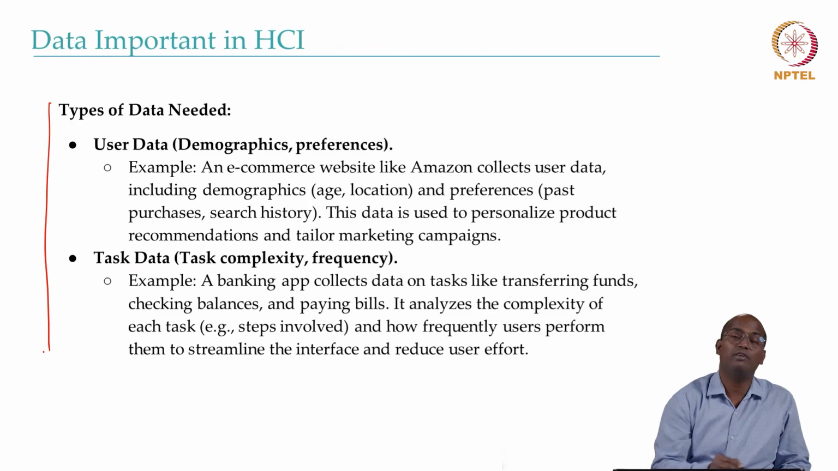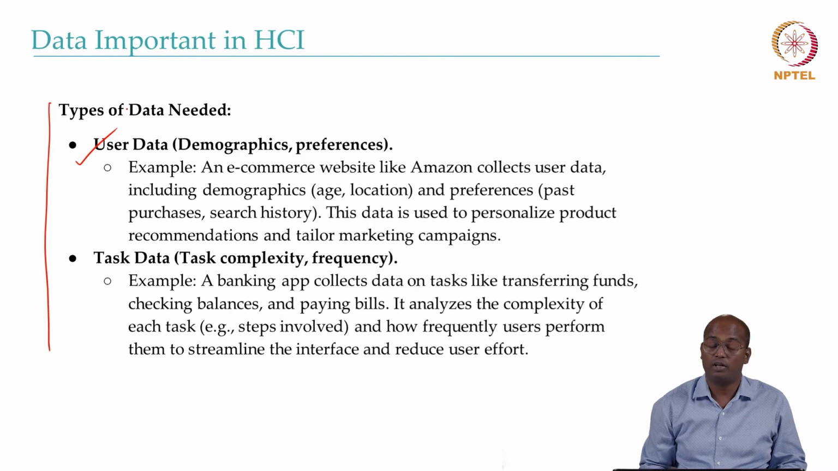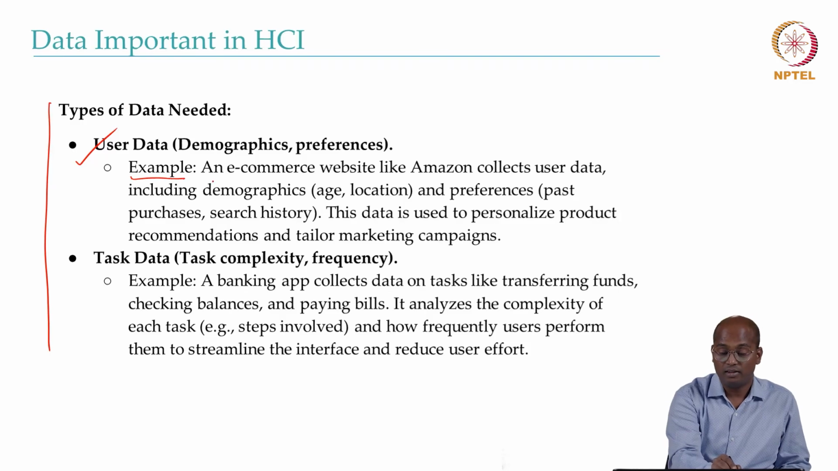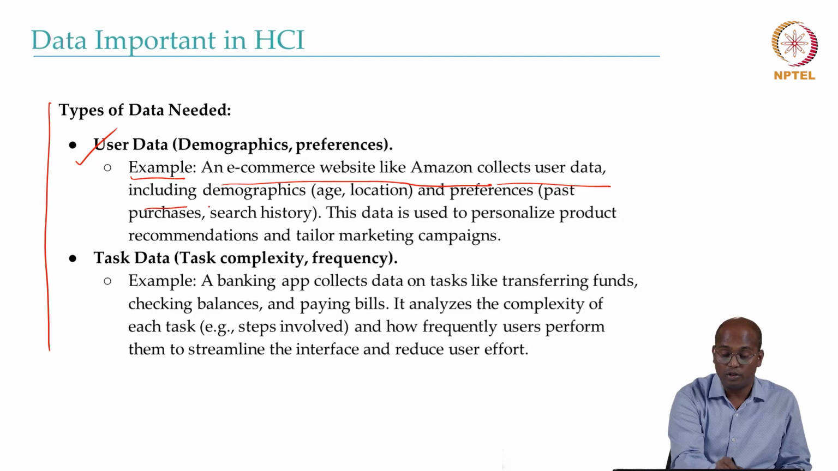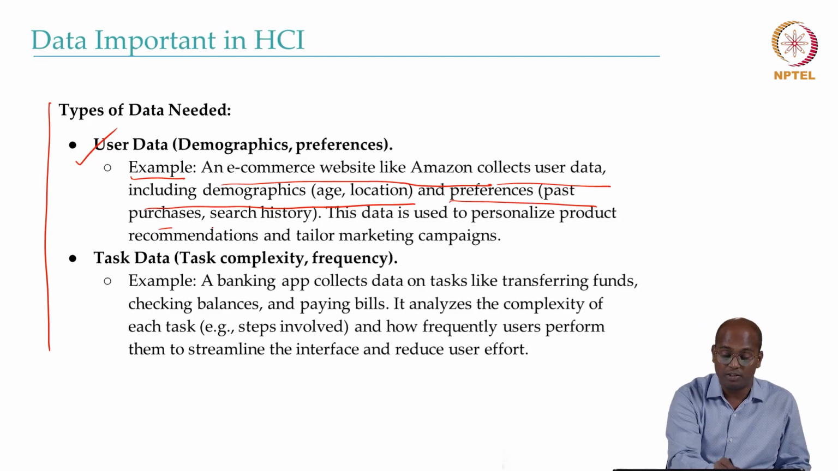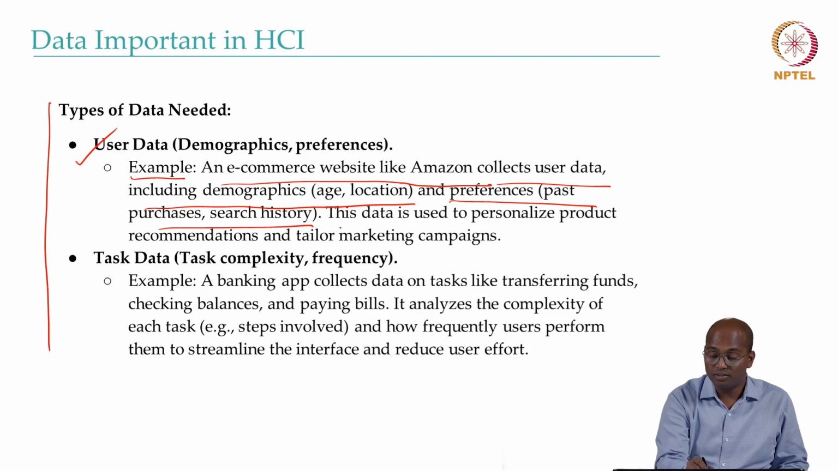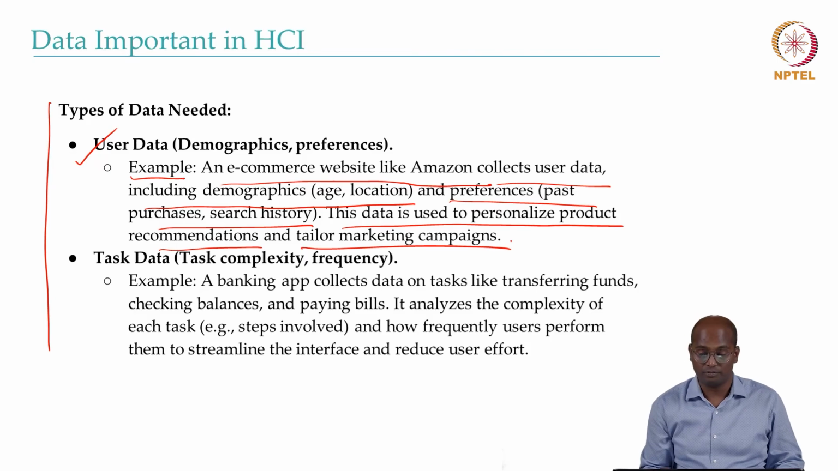So you are going to deal with different kinds of data. One category you can think of is user data, which may include their demographics and their preferences. For example, an e-commerce website like Amazon collects user data including demographics, age, location, and preferences, that is the past purchase and the search history. So this data is used to personalize product recommendations and tailor the marketing campaigns.